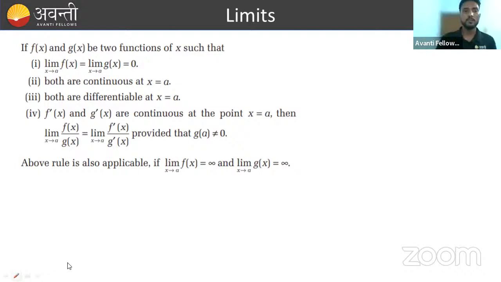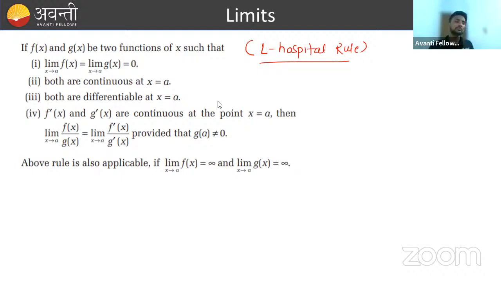Suppose you are given two functions and the limit of both functions is 0, x tending to a. So when can we use this formula? This formula is called the L'Hospital rule. Very easy formula, very easy to use. Most of the questions will be solved by this L'Hospital rule only.